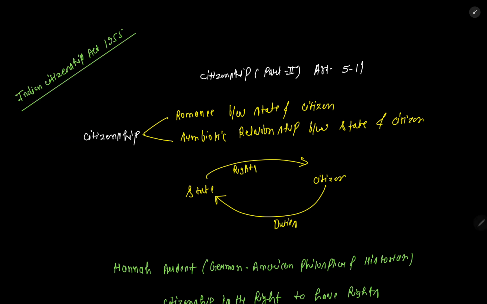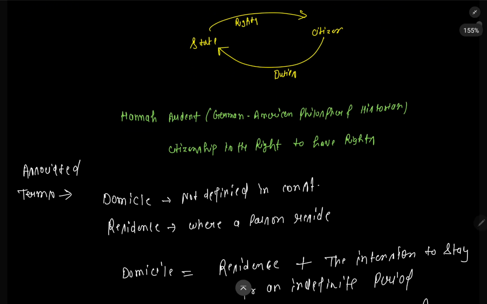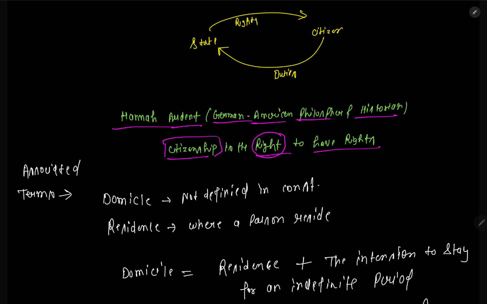Clear? Now, this very famous definition is given by Hannah Arendt. She was a German American philosopher and historian. What did she say? She said that citizenship is the right to have rights. Means if you have citizenship, it is a type of right, and this right will give you the rest of the rights.